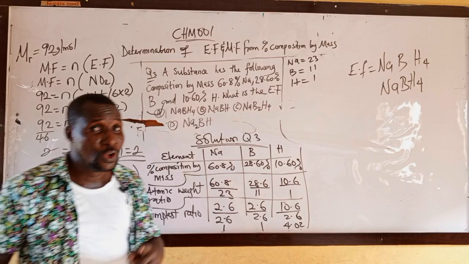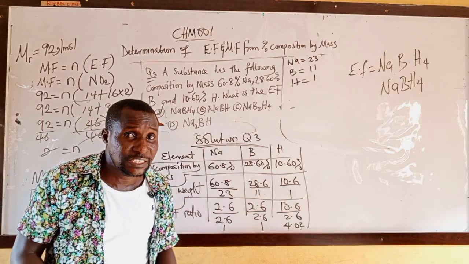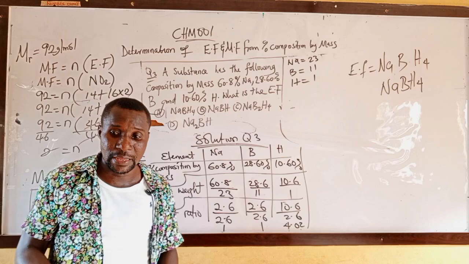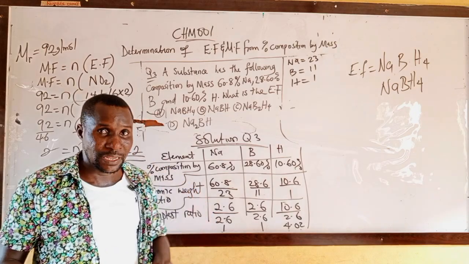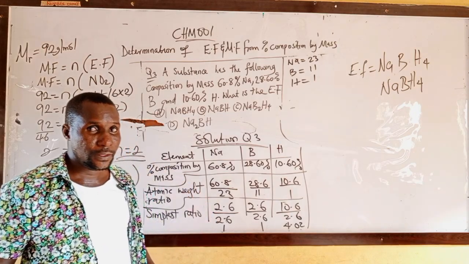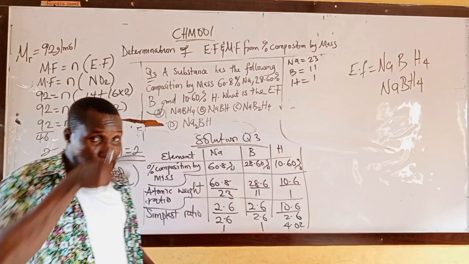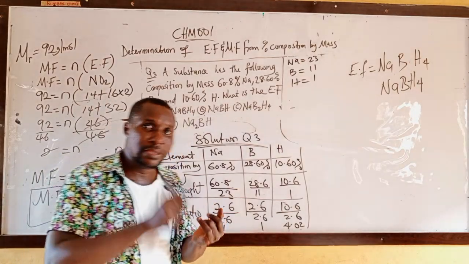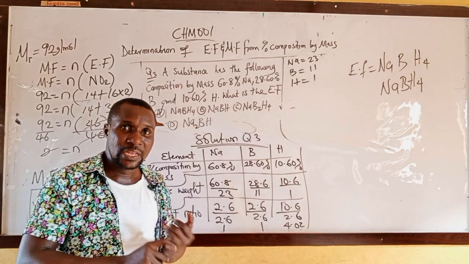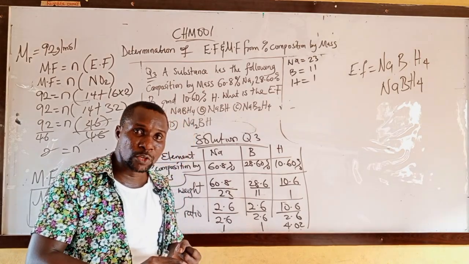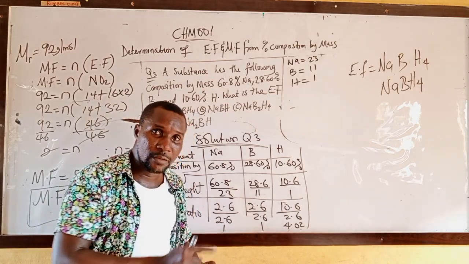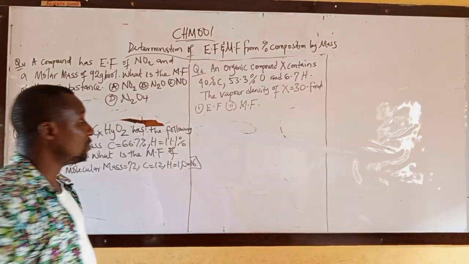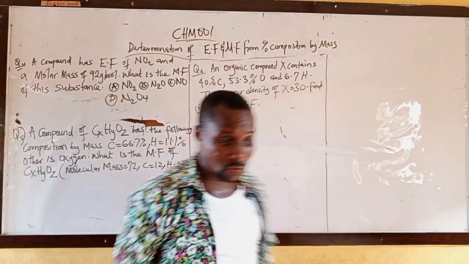Don't forget, I told you getting the mass number is very easy for the first 20 elements. If the atomic number is even, multiply by 2. If the atomic number is odd, multiply by 2, add 1. Please, let's go to the next question. Let's continue with these questions.